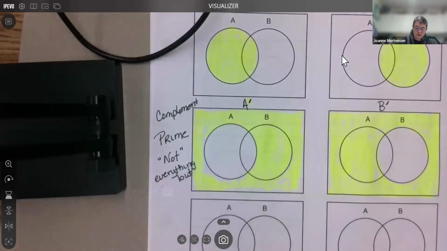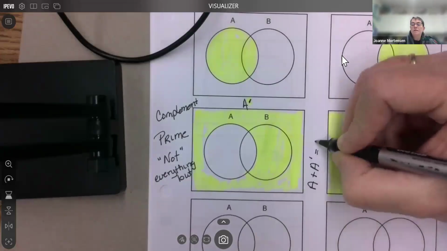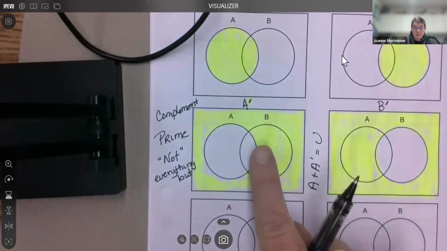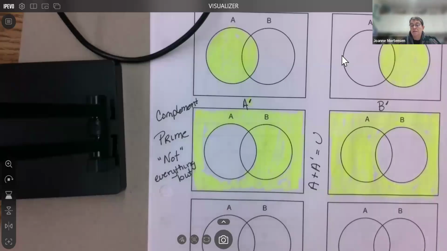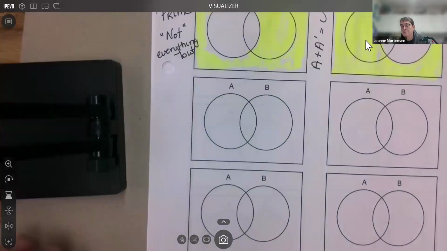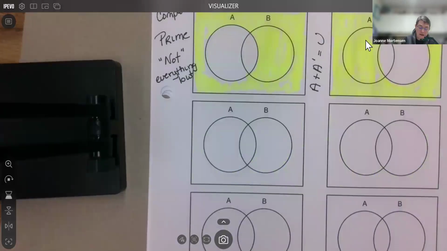I want to use a different color marker too. All right, so A plus, where are we going to write that? A plus A prime is the universal set. So if I colored A and then I colored A prime, which is everything but A, everything would be colored in. I don't know if we'll need that, but we'll see. So I think the complement we did in Math 20, we did not do the but not part.